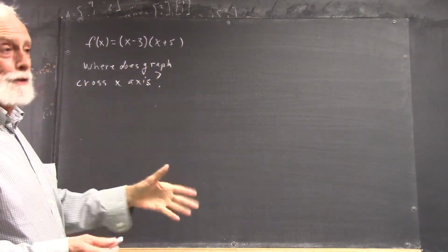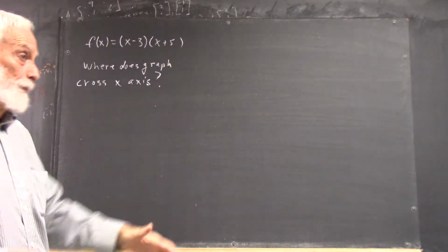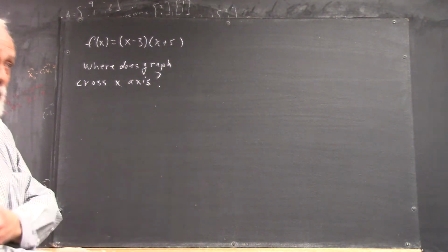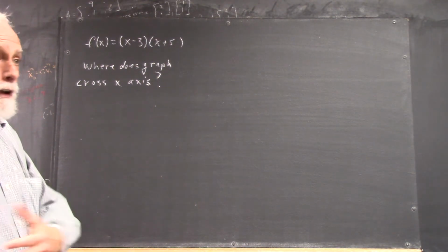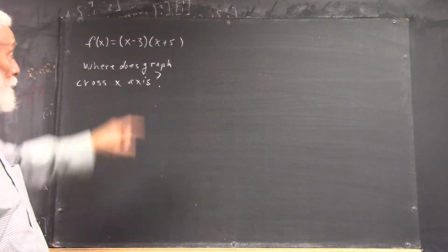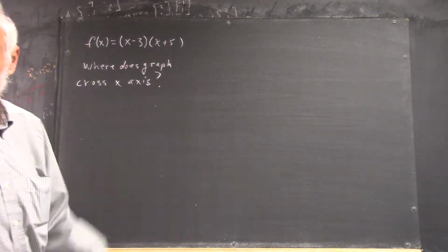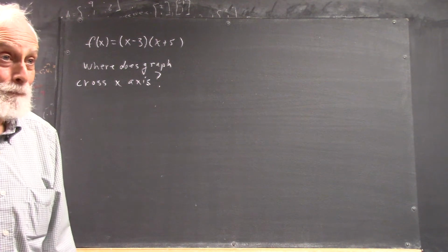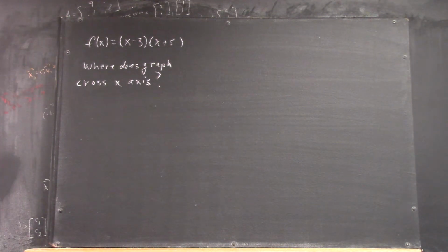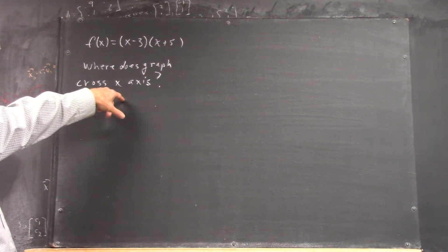I mean, on the test and on the major quiz, and people did well on it, it said factor this thing. Now use the distributive law to multiply it back out. That should lock into the fact that something like that is going to give you a quadratic function, right? Okay, so where does the graph cross the x-axis?